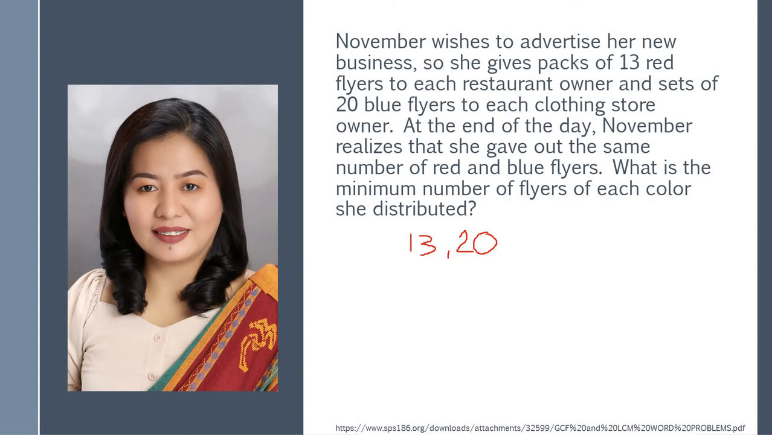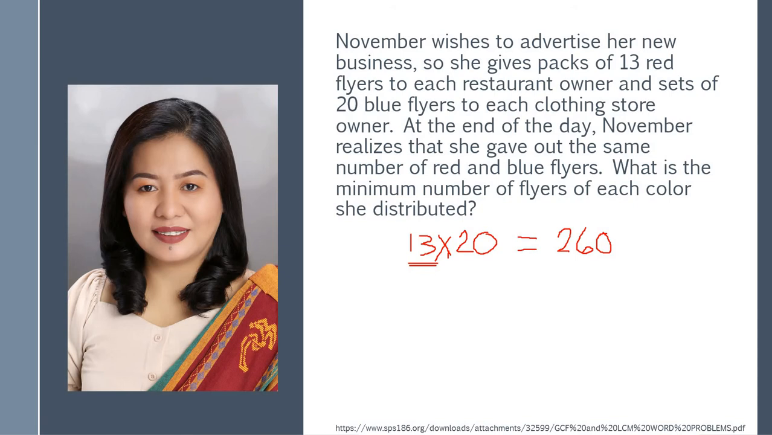If one of the numbers is already a prime number, so you say prime when the factors of the number are only 1 and itself. So for example, 13, the factors of 13 are only 13 and 1. So the easiest way to do this will be multiplying 13 and 20, which will basically give us 260. So the minimum number of flyers of each color she distributed is 260.